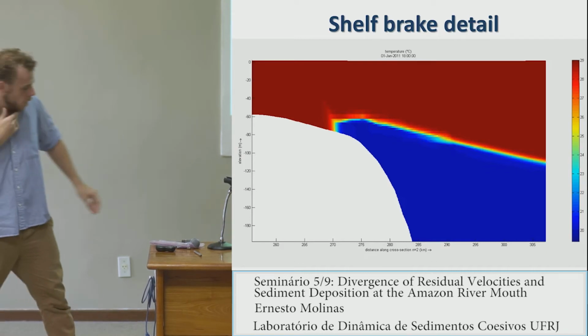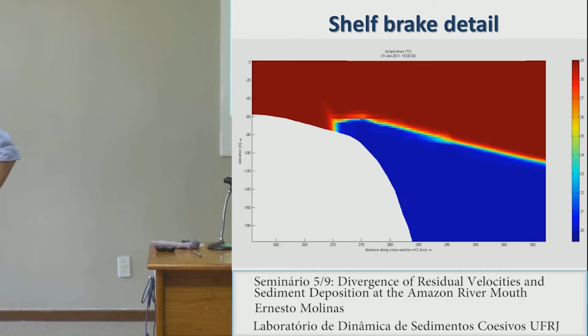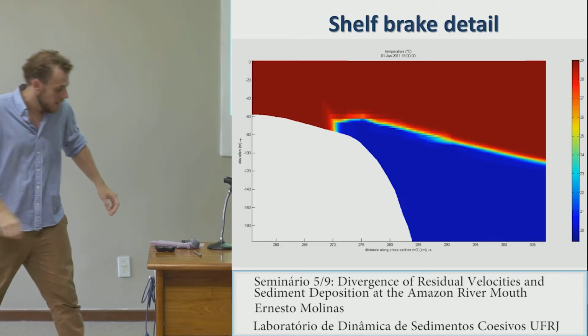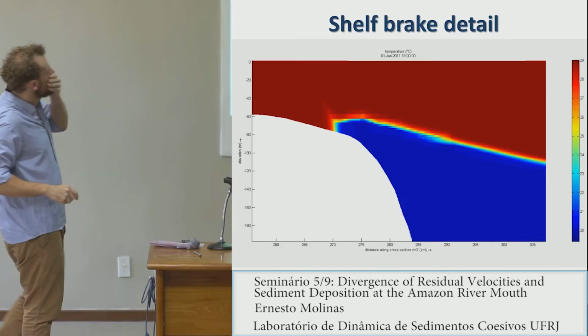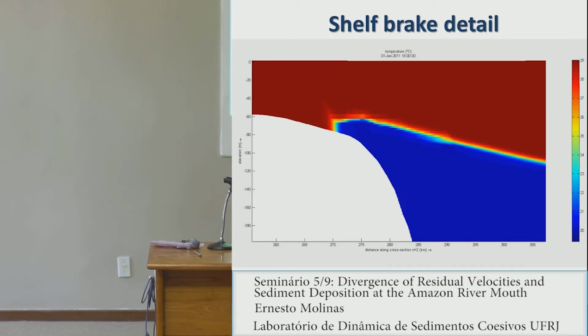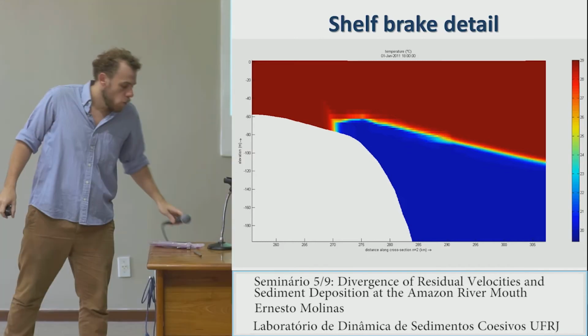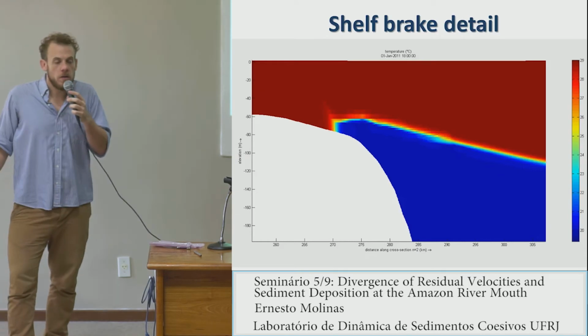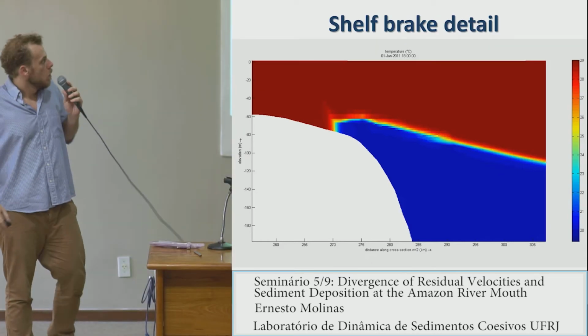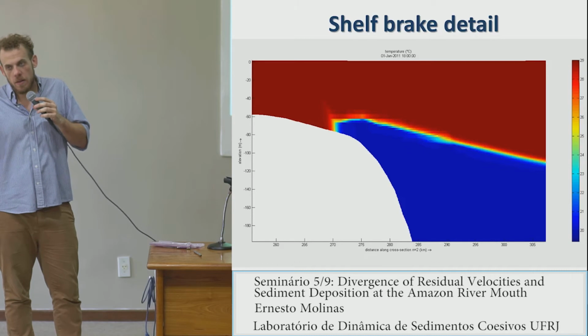So I was a bit confused by the last slide. I thought that the idea was that the internal tides resuspend sediments and then mix them vertically, and therefore prevent the offshore transport. We are not sure what's happening, but I think there are both things.